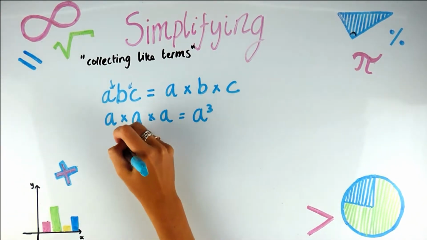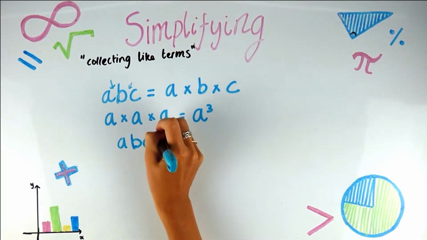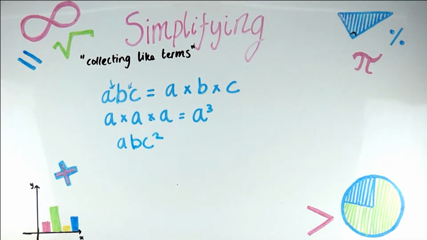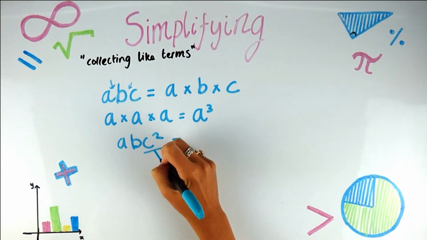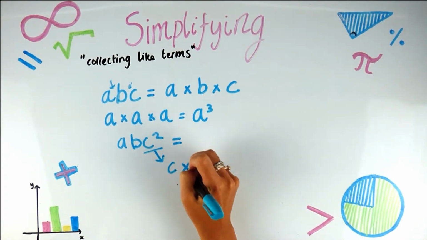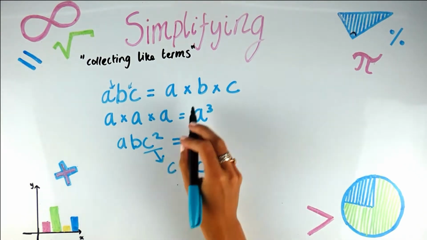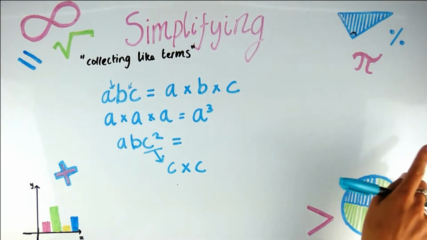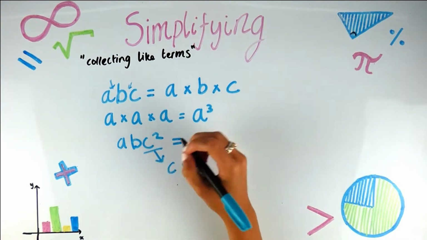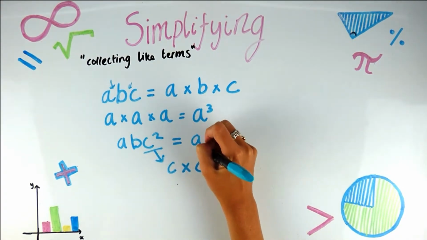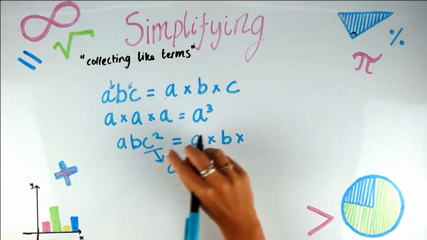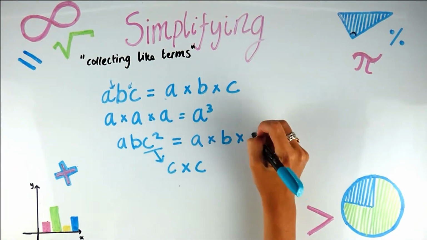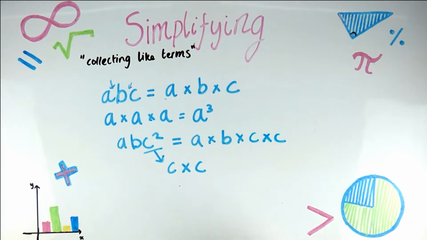If we had A, B, C squared, so similar to this, we know from squared numbers that C squared is C multiplied by itself, and we know from up here that we have A multiplied by B multiplied by, this time, C squared, C times C.